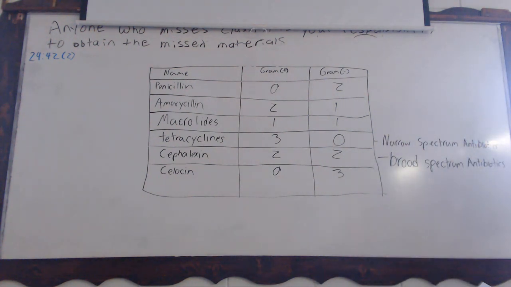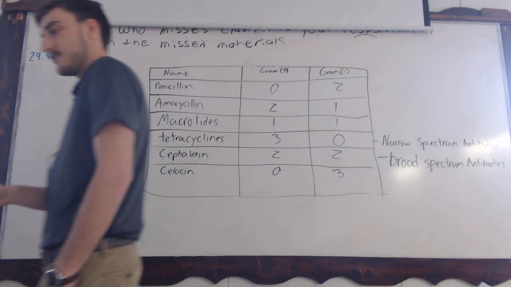If I had E. coli, what would be the best? It's a bacilli. Cefalosin. Okay, if I were to have a minor bacterial infection, what would you give me? Macrolides. Why? Because it can do both, but it's not super powerful. If I had a severe bacterial infection, what would I use? Cephalexin.